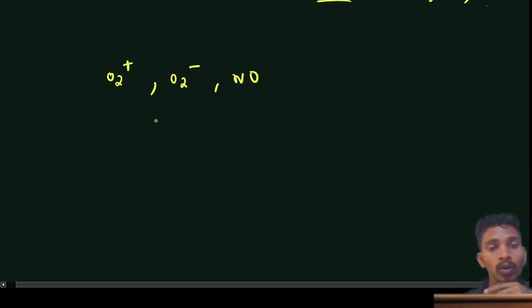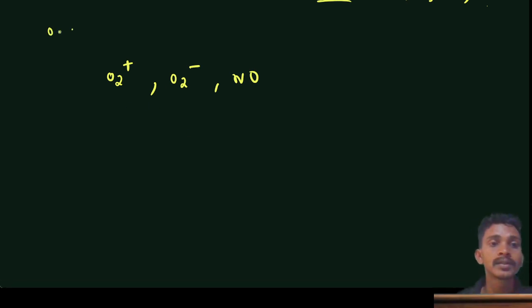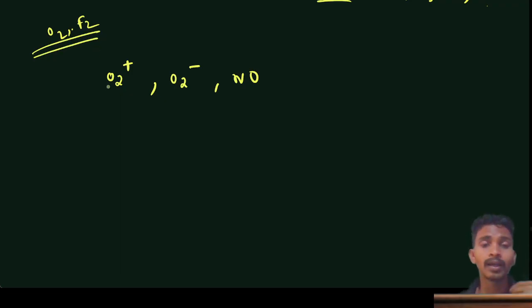So for O2 plus, I have discussed O2 and F2. For these, the molecular orbital diagrams will be symmetric from the center. For p orbitals, I'm not talking about s orbitals; for s orbitals, it is the same everywhere. So now for O2 and NO.